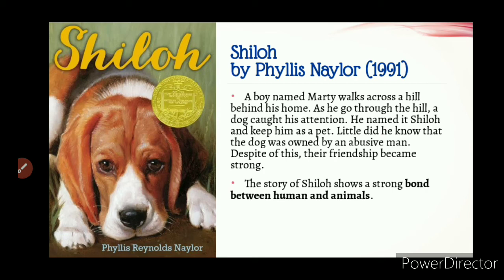So the summary is about a boy named Marty who walks across a hill behind his home. As he goes through the hill, a dog caught his attention. He named it Shiloh and kept him as a pet. But little did he know that the dog was owned by an abusive man. Despite this, their friendship became strong. So this influences the children to become more connected with the animals by understanding their feelings.